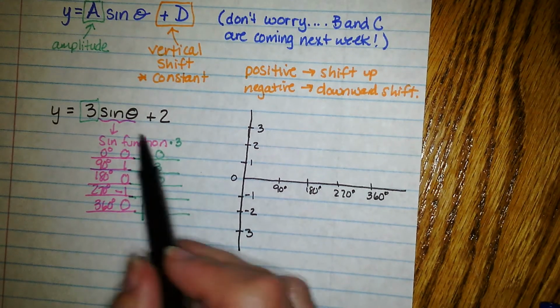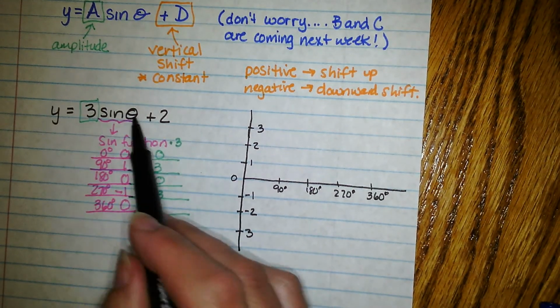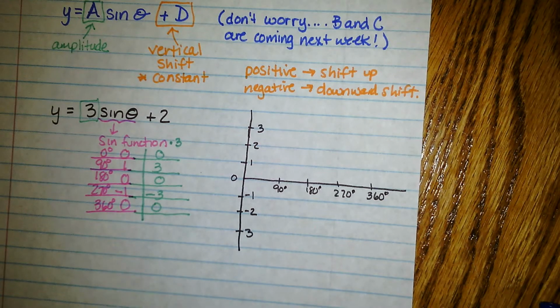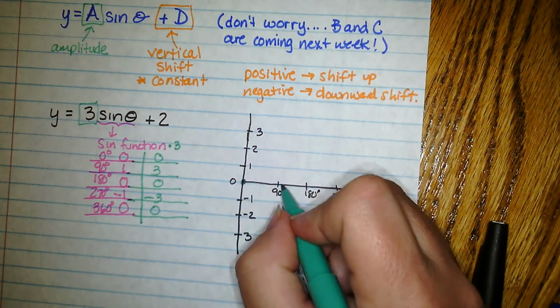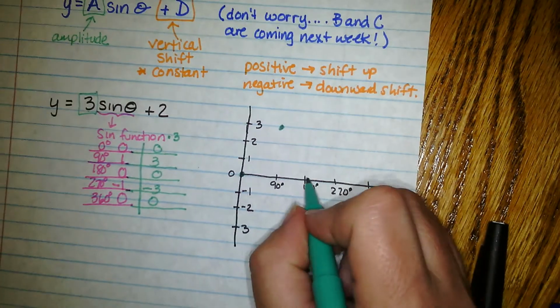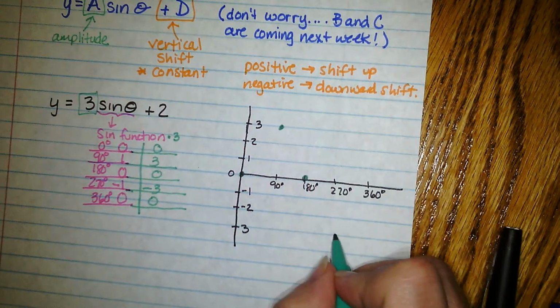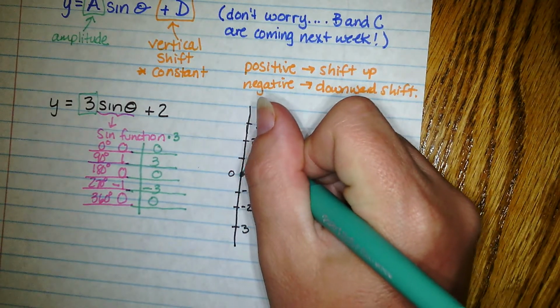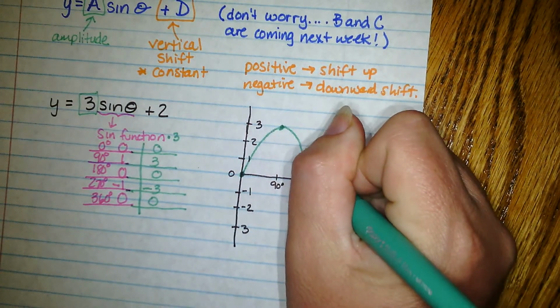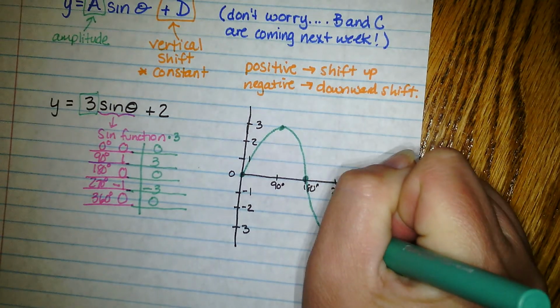All right, so this is the sine function times 3. That's 3 sine theta. Those are the values that I would be plotting. So 0 at 90, I'd go up to 3. 0 at 270, go down to -3, back to 0. This is my stretch with an amplitude of 3, sideways S.